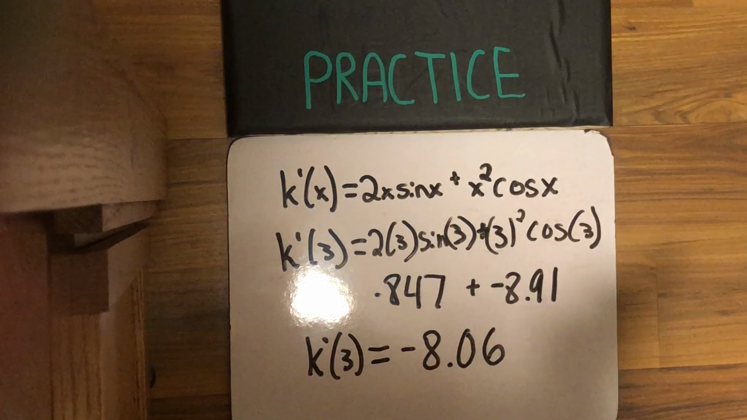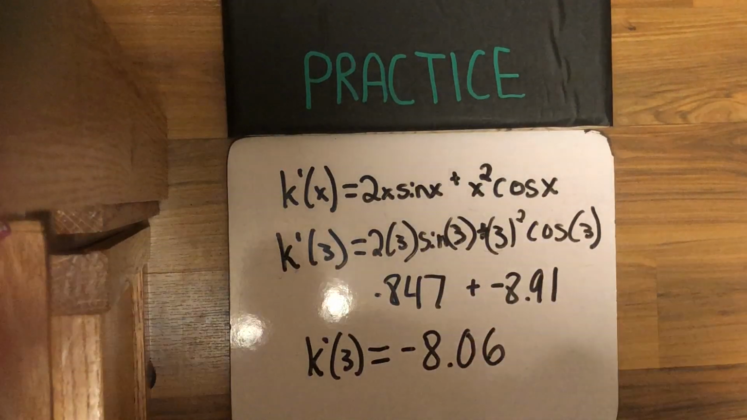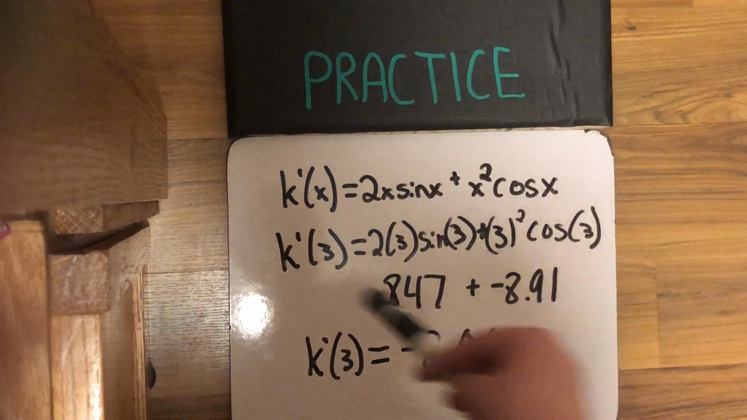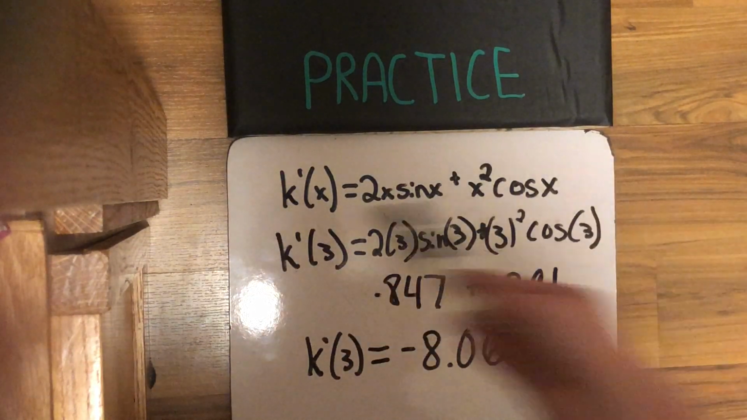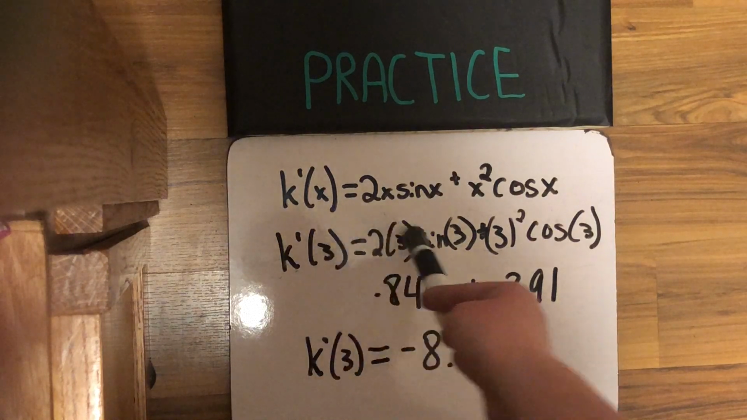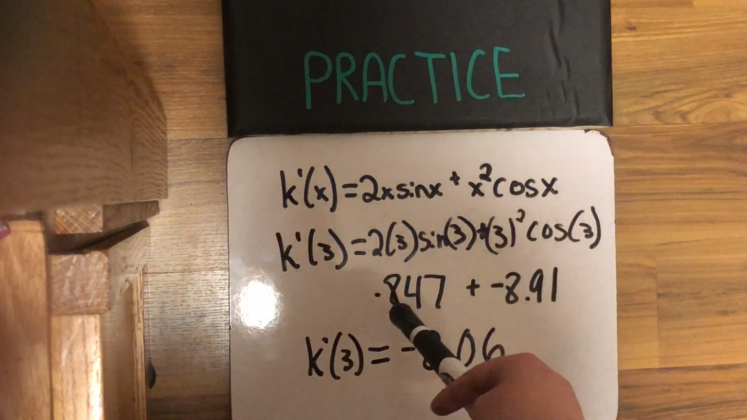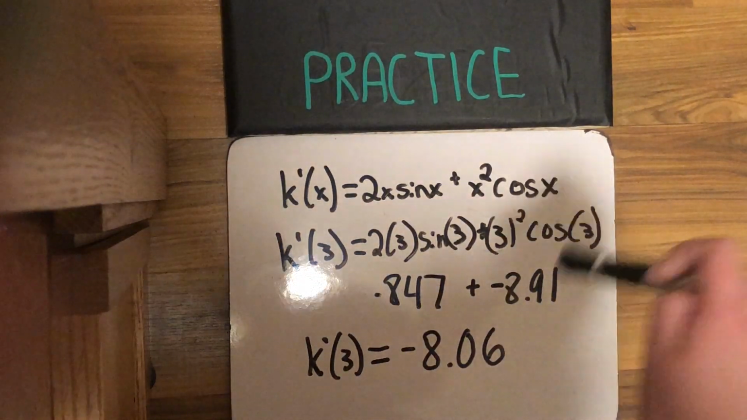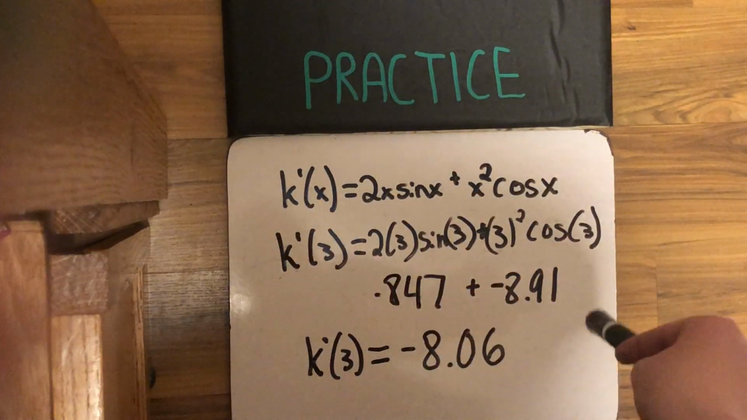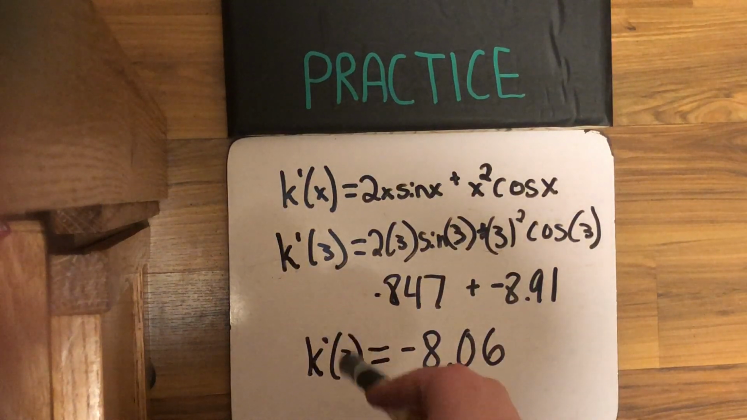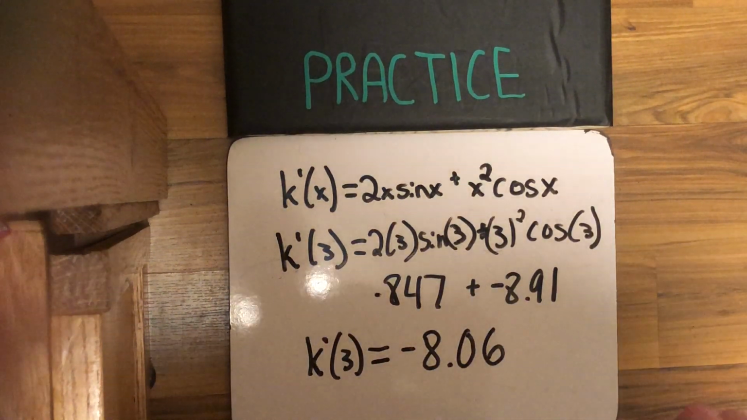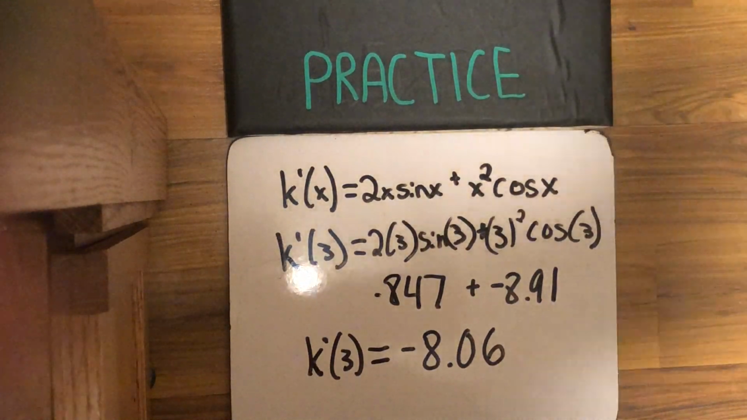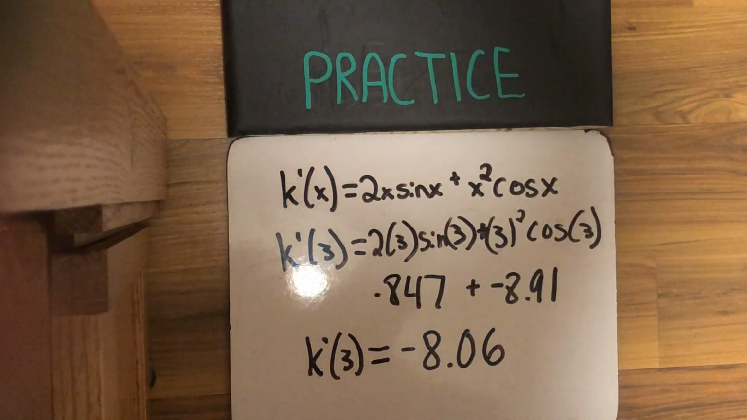So here's the answer and the work for B. To find k prime of 3, I just wrote out the equation we had, and then plug 3 in for x, and that will give you 0.847 plus negative 8.91, which if you add those, you get k prime of 3 equals negative 8.06. That is the problem for the second practice problem. Check your work, write it in your notes.